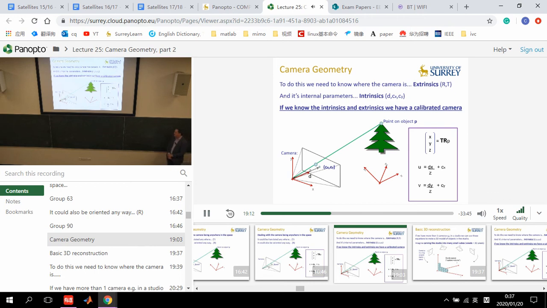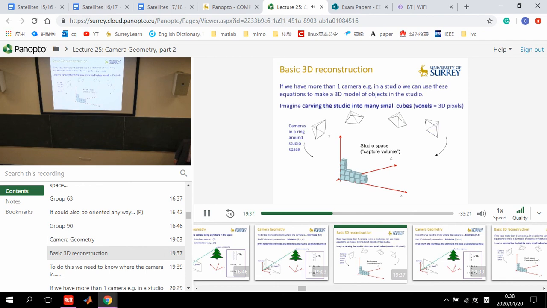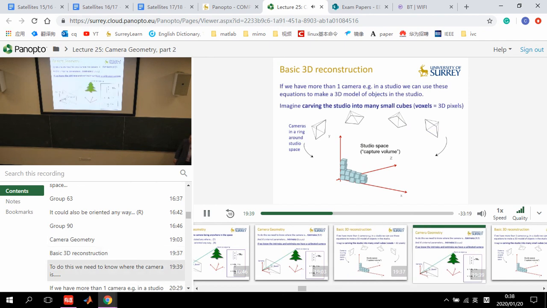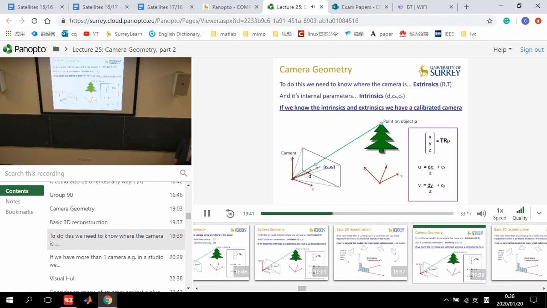So I just mentioned this bit of terminology about calibration. This is a term we use in computer vision. We say that if we know where the camera is and what its internal parameters are, we have a calibrated camera. And once we have a calibrated camera, we can start doing things like reason about the coordinates of the image of P in an image that's been captured by that camera. Okay, right. Before I go any further, has anyone got any questions about this?